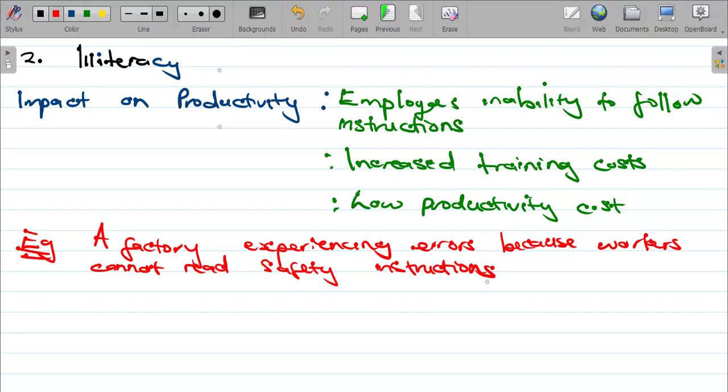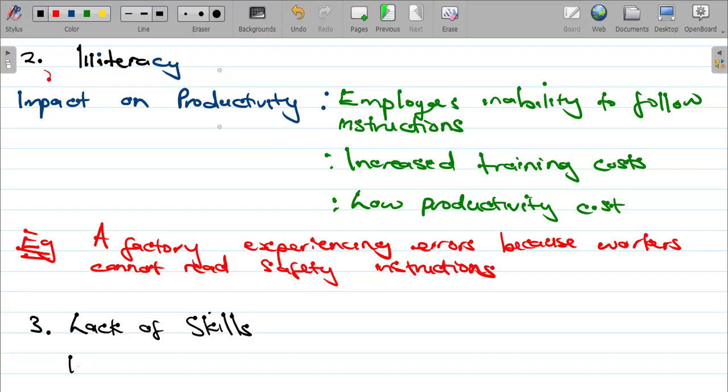So let's move on to another socio-economic problem that might affect business productivity, which is lack of skills. Inability to perform because of lack of skills can impose an impact on productivity.